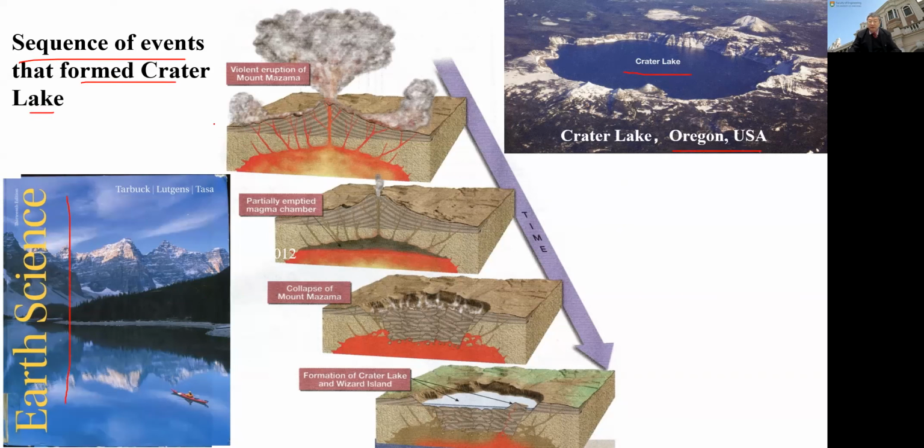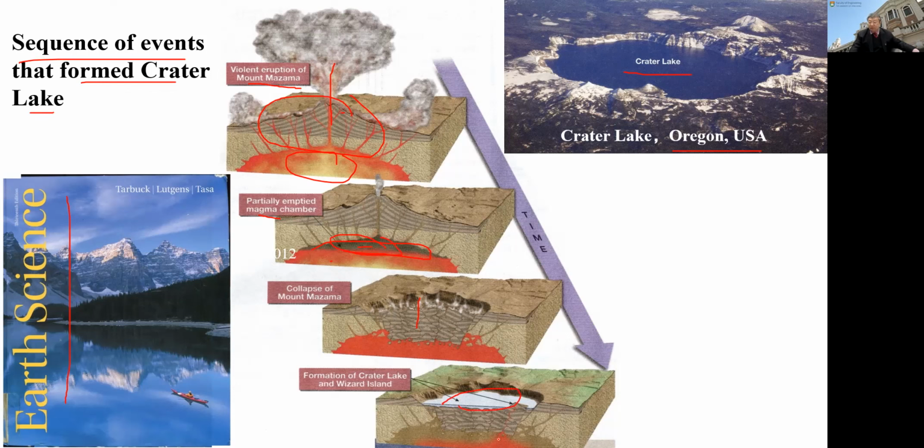So this kind of cartoon says, then this violent eruption of Mount Mazama erupts here. Then it partially emptied the chamber. So the chamber is emptied here. The red one is magma, but the magma has lots of gas inside. Because the eruption emptied this part here, the rock in this region, the mountains here, collapsed to fill this gap, the emptied chamber or cavity here. So it becomes a lake here, okay, becomes a lake here.